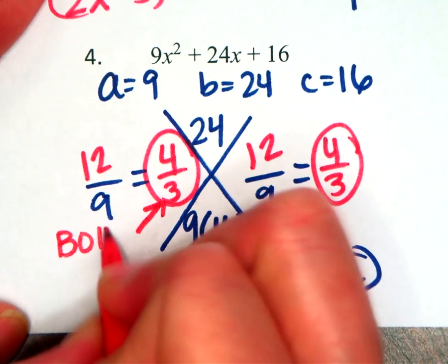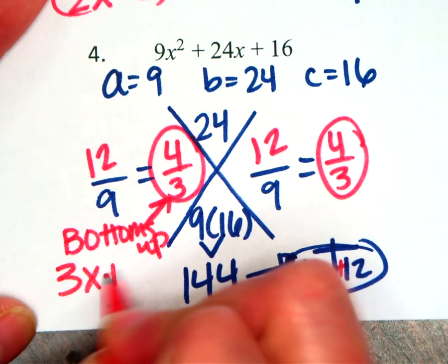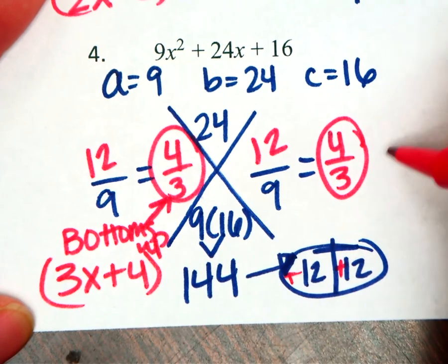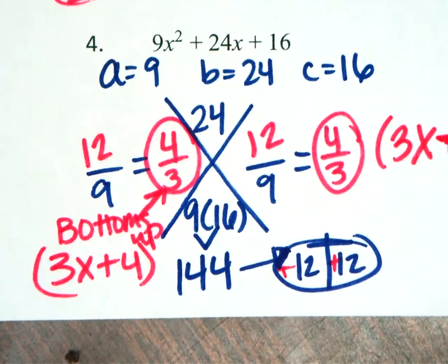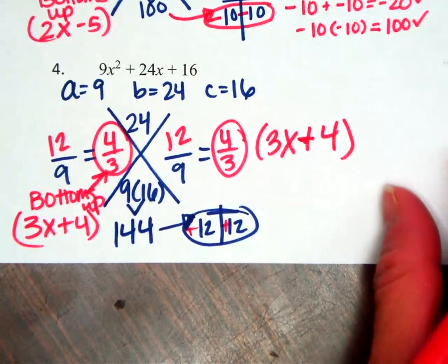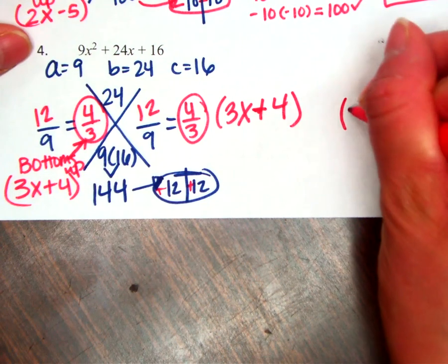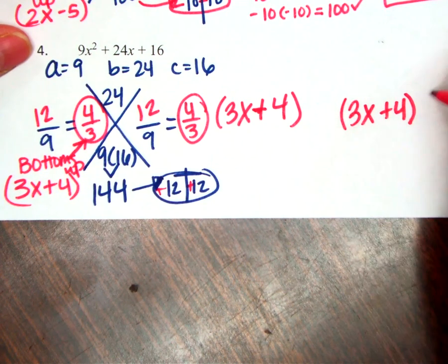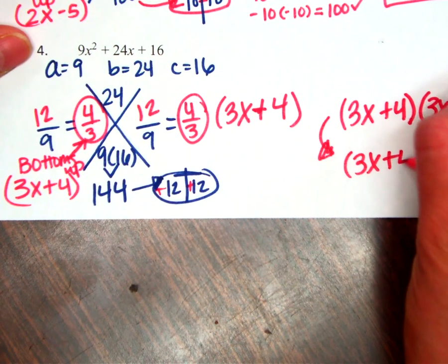bottoms up. And you write this as 3x plus 4. And this other factor is also going to be the same, 3x plus 4. So when you put this together, it is the same exact factor, so you can just write it as that factor squared. So 3x plus 4 times 3x plus 4 is also written as 3x plus 4 squared.